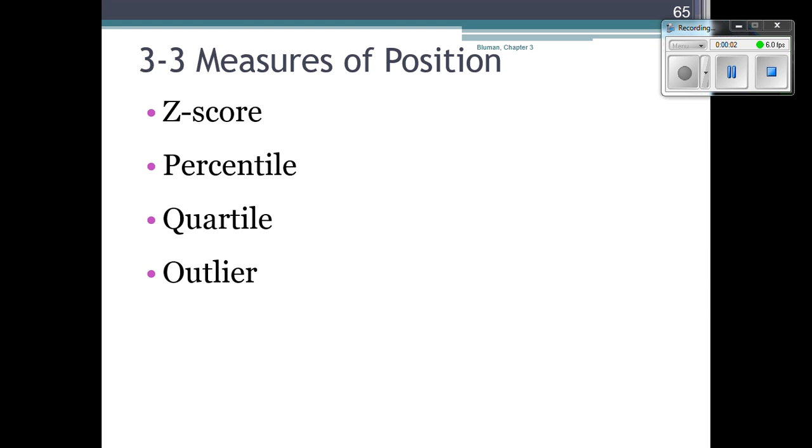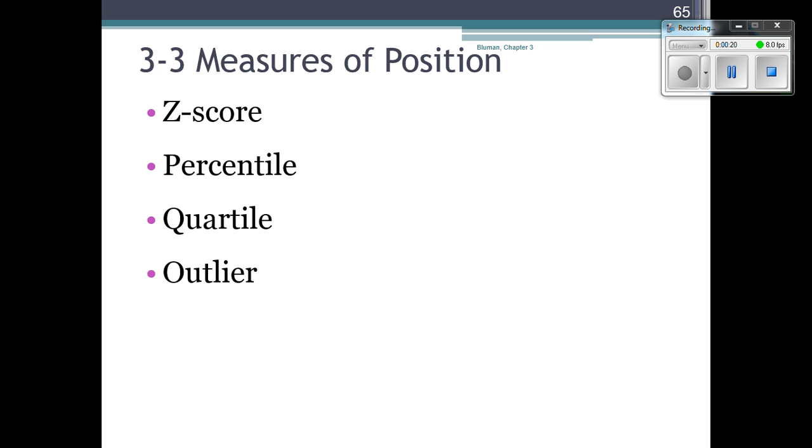This is the last section for Chapter 3. So far, in the first section, we've been looking at a group of data and trying to figure out what's average: what's the mean, what's the median, what's the mode, basically what's average with all that data.